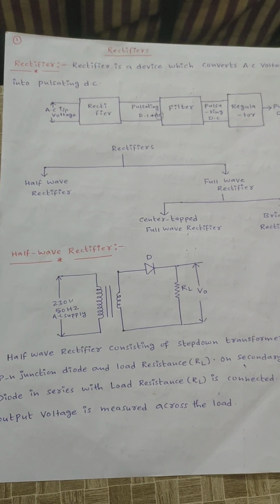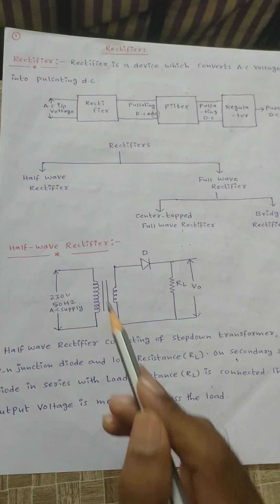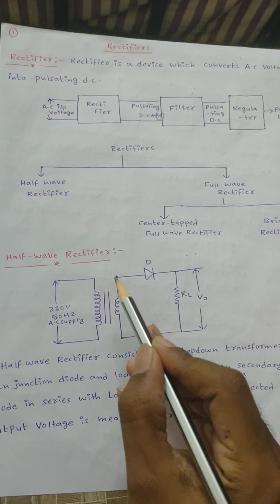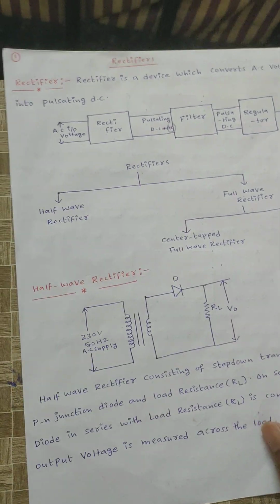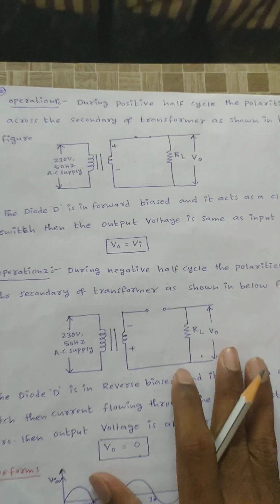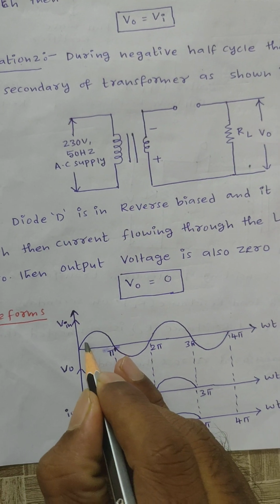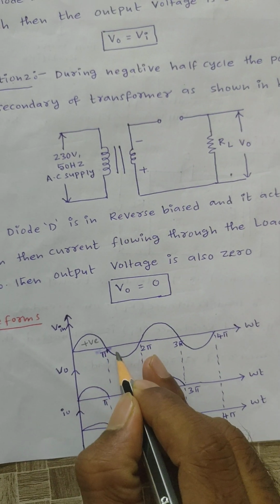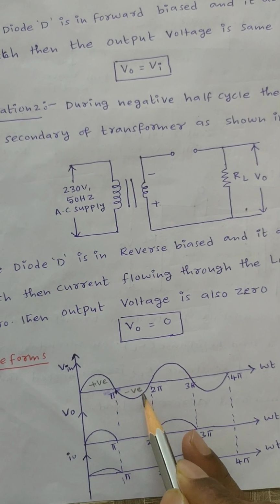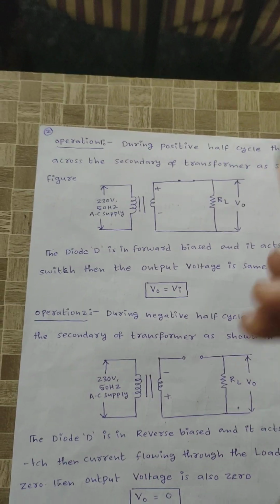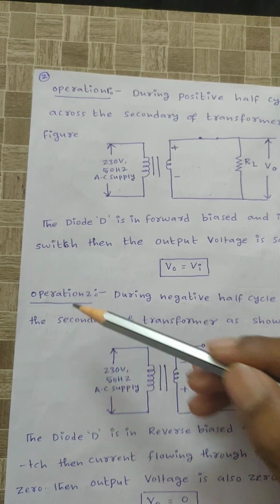Now we will discuss the operation of a half wave rectifier. When AC supply is given to the transformer, the secondary of the transformer has an AC supply. This is the AC voltage waveform, which has a positive half cycle and a negative half cycle. Based on these, I am dividing the total operation into two stages: operation 1 and operation 2.